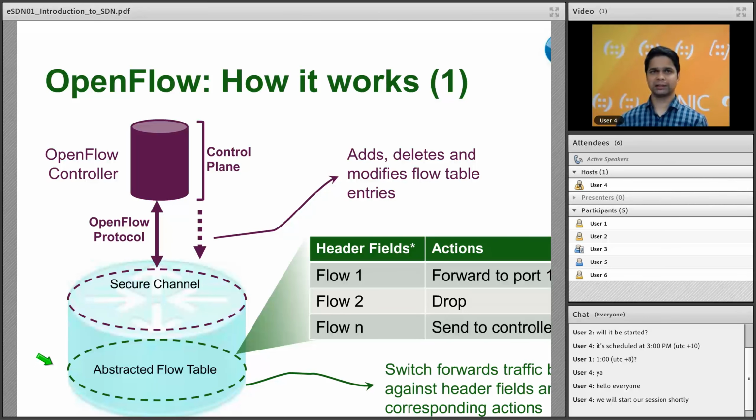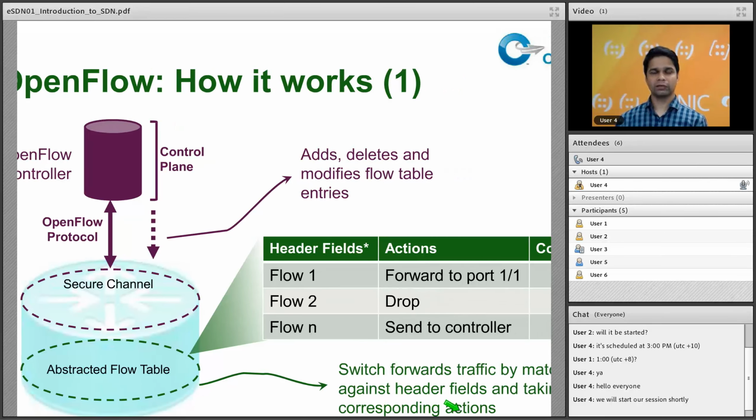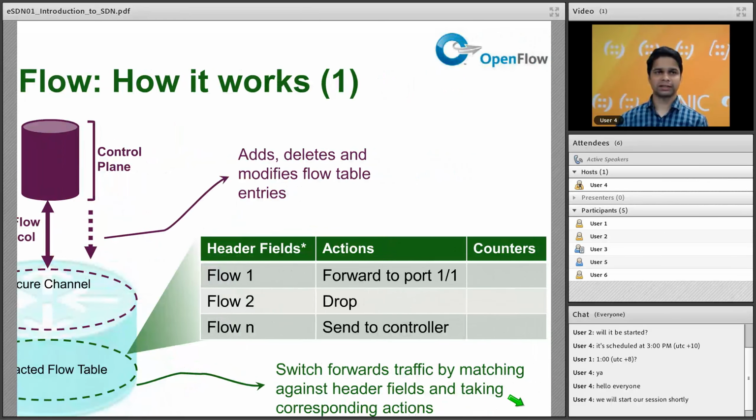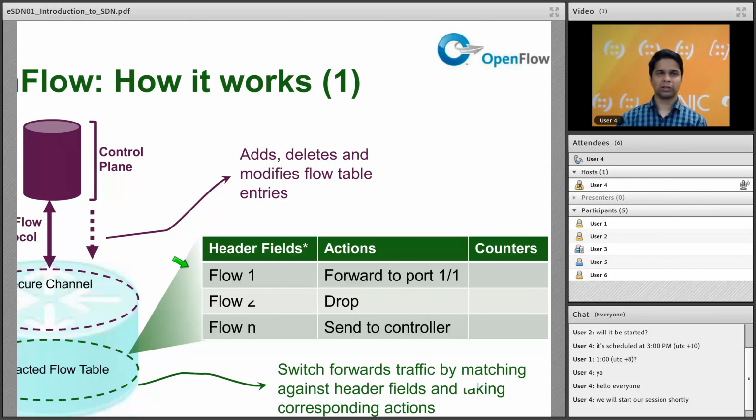So what it says is, if you look at this flow table, if we match a particular header in flow 1, then we'll forward it to port 1/1. If it matches a particular flow with a tag of flow 2, we could drop it. Or if nothing matches, we can send the instruction to the controller, and the controller will make a decision whether we should drop it, forward it, or ignore it. So it's a kind of hybrid OpenFlow controller implementation.